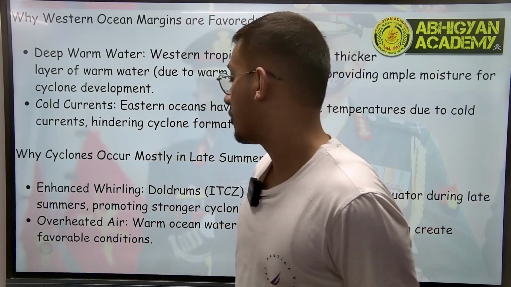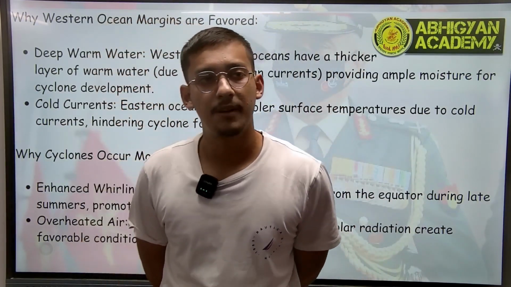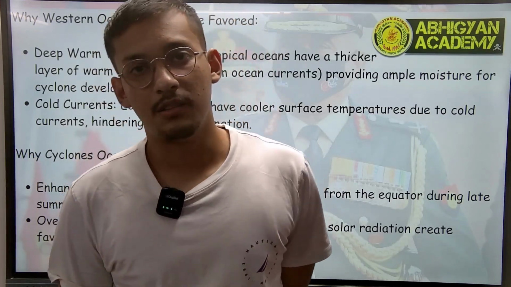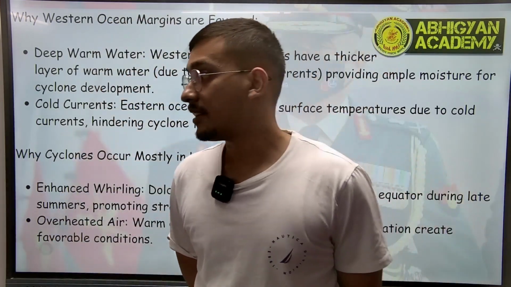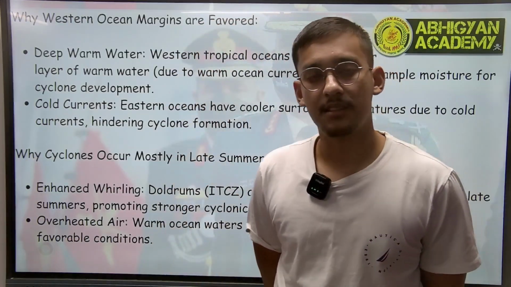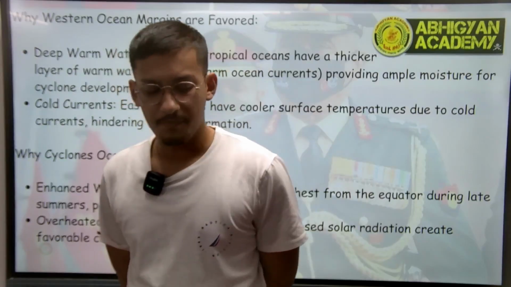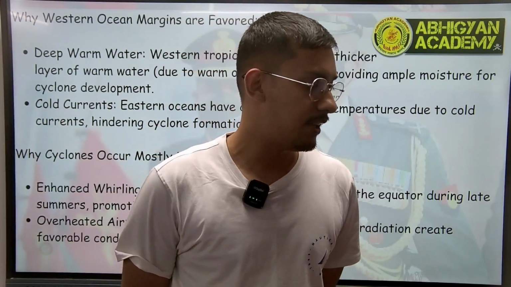Why do cyclones occur mostly in late summer? So cyclones take place mostly in late summer. In the exam, the question might be jumbled up. It can be said cyclones take place mostly in early summer. Is it true or false? So it will be false. Cyclones take place in late summer. Again, it's a very easy and logical explanation.